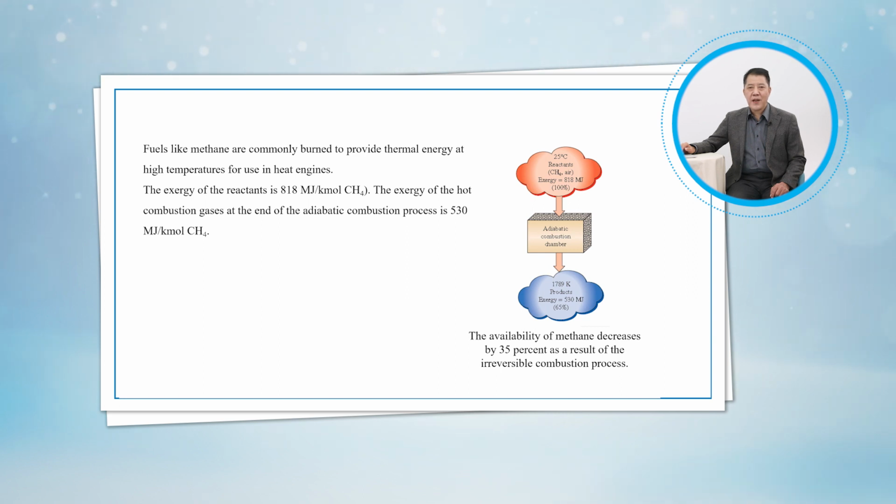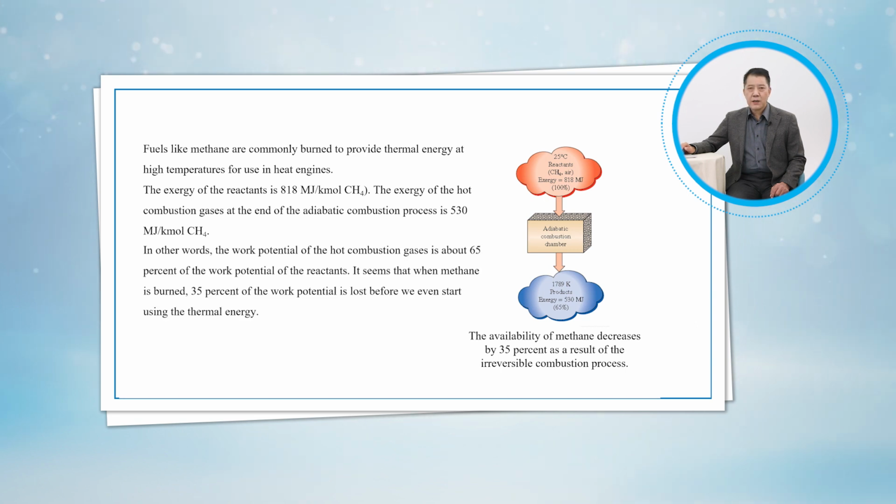exergy of the reactants decreases by 288 megajoule per kilomole as a result of the irreversible adiabatic combustion process, along with 50% excess air and 25 degrees centigrade and 1 atm. The exergy of the hot combustion gases at the end of the adiabatic combustion process is 530 megajoule per kilomole methane.